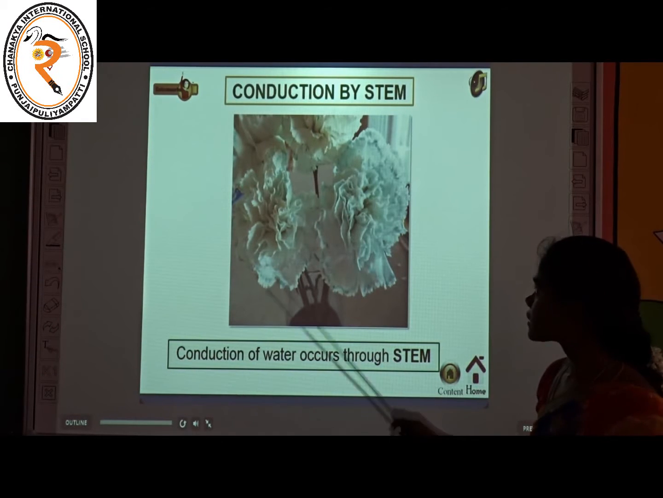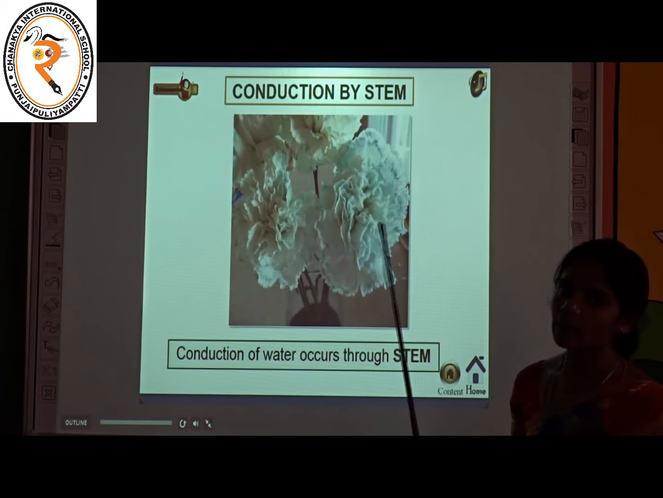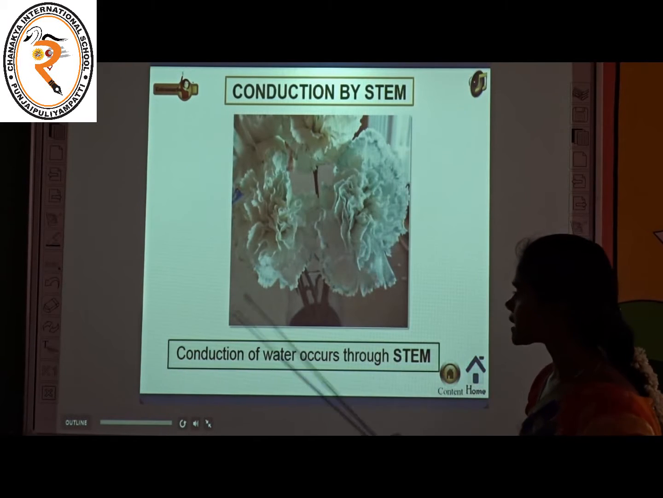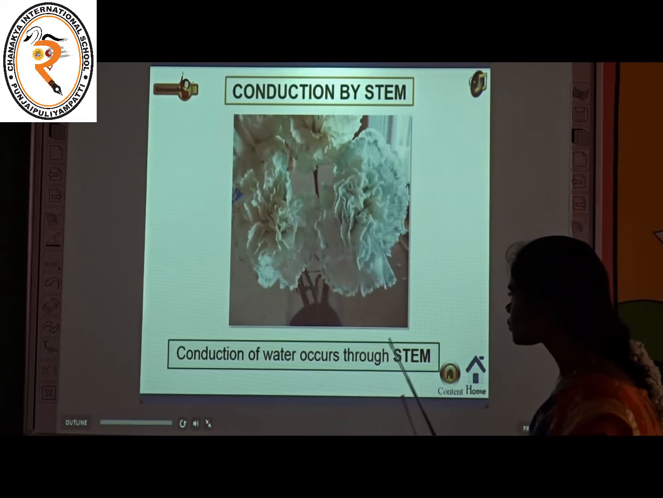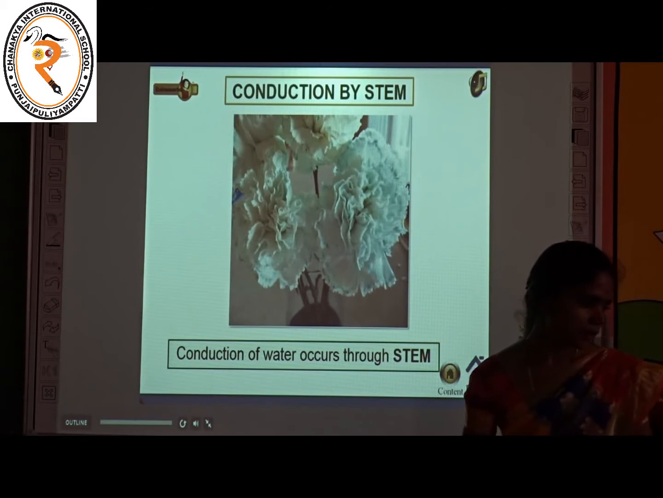So, conduction by stem. What is the name of the activity? It is conduction by stem. So conduction of water occurs through the stem. Okay. And the next one.